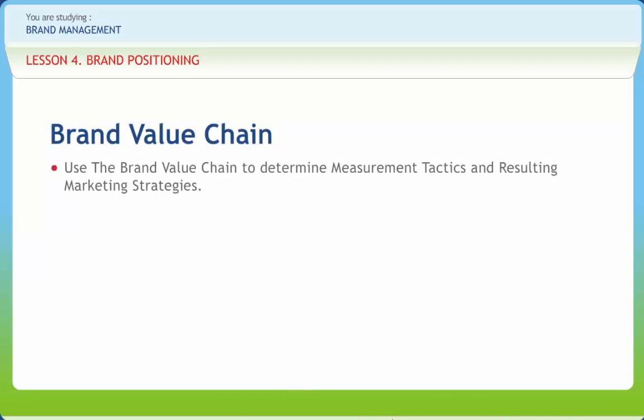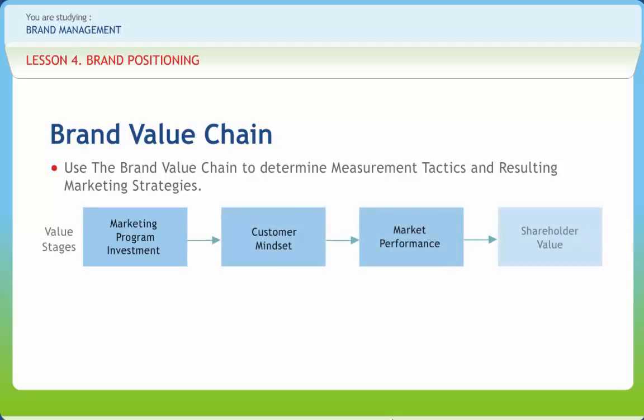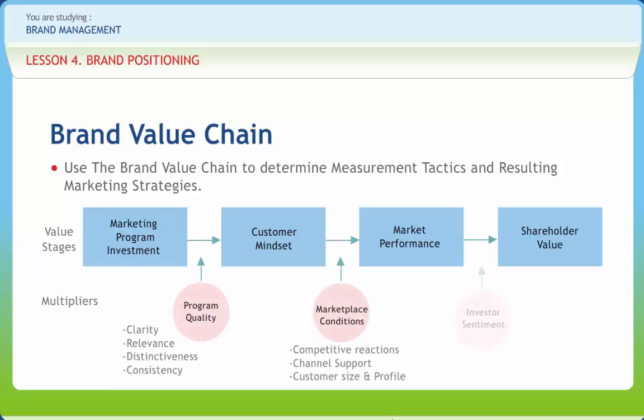Brand value chain describes how to trace the value creation process to better understand the financial impact of marketing expenditures and investments. It helps assess the financial return of developing the brand. There are 4 stages to this model: marketing program investment, customer mindset, market performance, and shareholder value. First, brands must invest in the marketing program in such areas as the product, employees, or advertising. Customer mindset includes the 5 A's: awareness, association, attitudes, attachment, and activity.